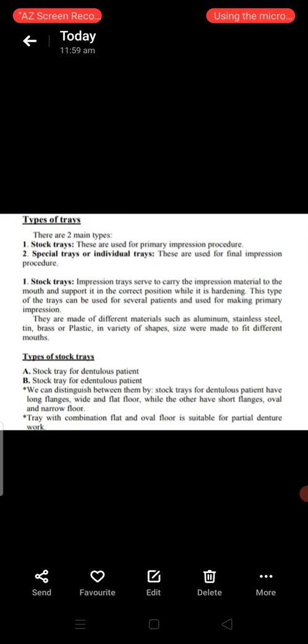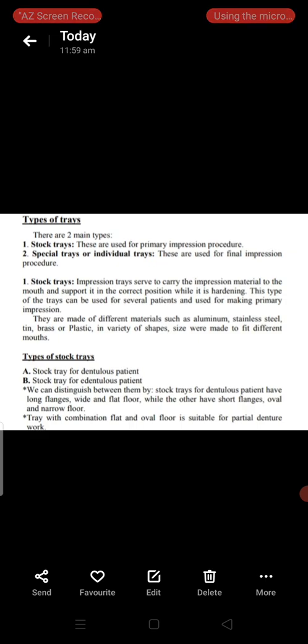Now come to the types of trays. There are two main types of trays. Number one is the stock tray, and number two is the special tray or individual tray. Stock trays come in metal and plastic, and a stock tray is not for a specialized patient. We can use a stock tray in any patient, and stock trays come in three sizes: small, medium and large.